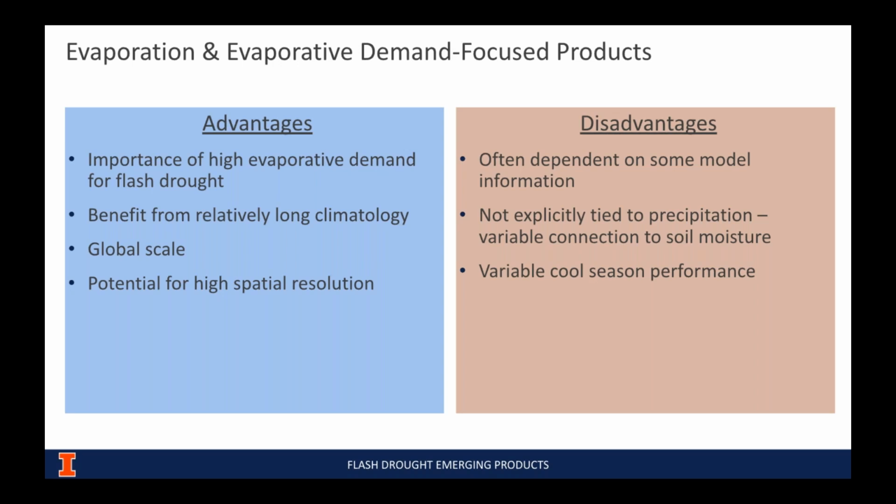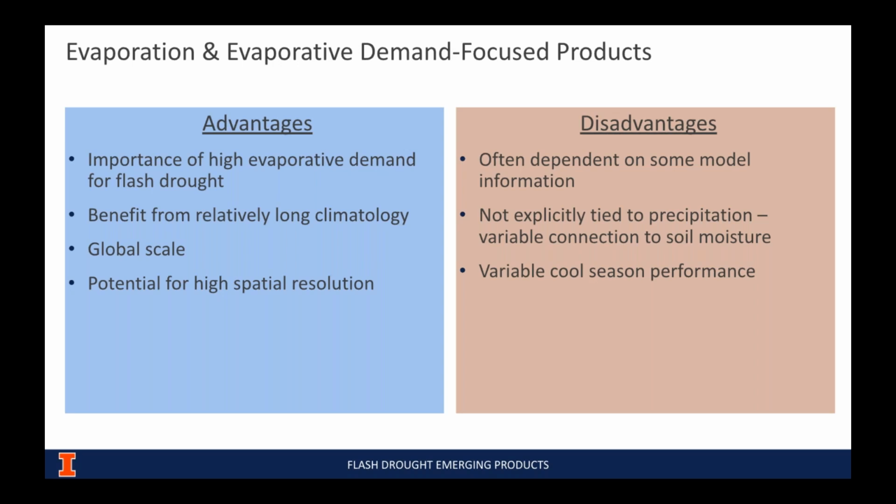So it's really important to get that high evaporative demand, and evaporative demand focused products can give us information that others may not be able to, for example, precipitation alone. Also, because a lot of these products are drawn from atmospheric reanalysis data sets or remote sensing data sets that have been around for a while, they often benefit from a relatively long climatology.